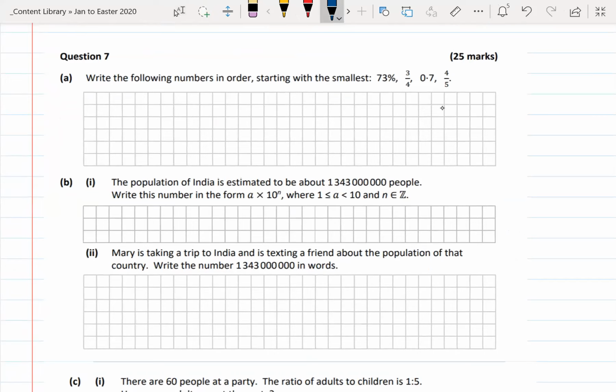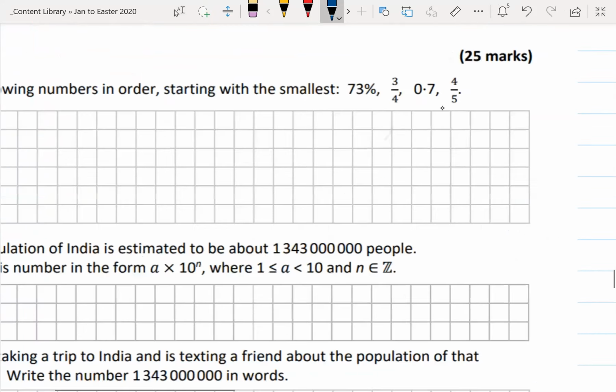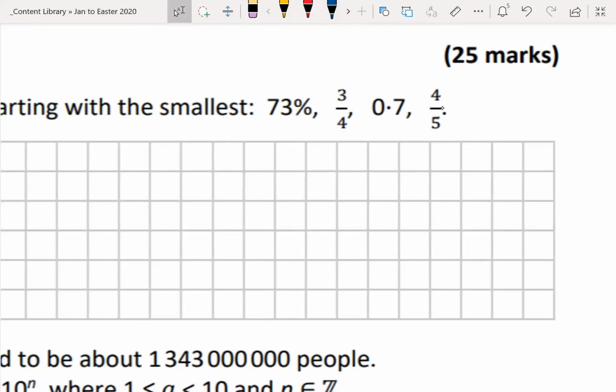Okay. So write the following numbers in order, starting with the smallest. We have four numbers here: 73%, 3/4, 0.7, and 4/5. I know that they're quite close in size, but with fractions, decimals, and percentages, the only way we can really compare those is by making them all decimals.